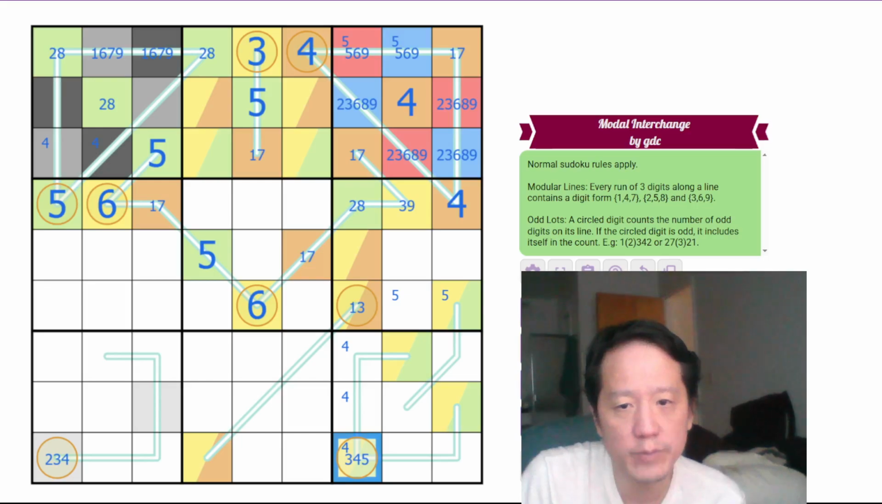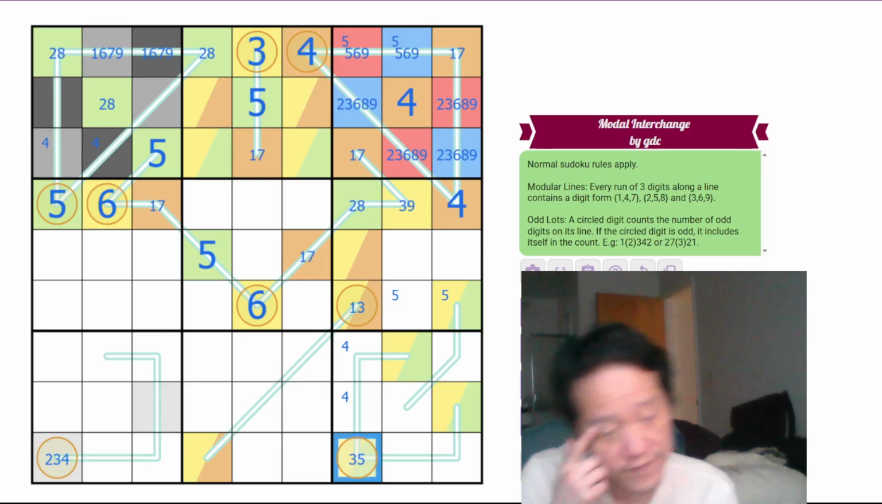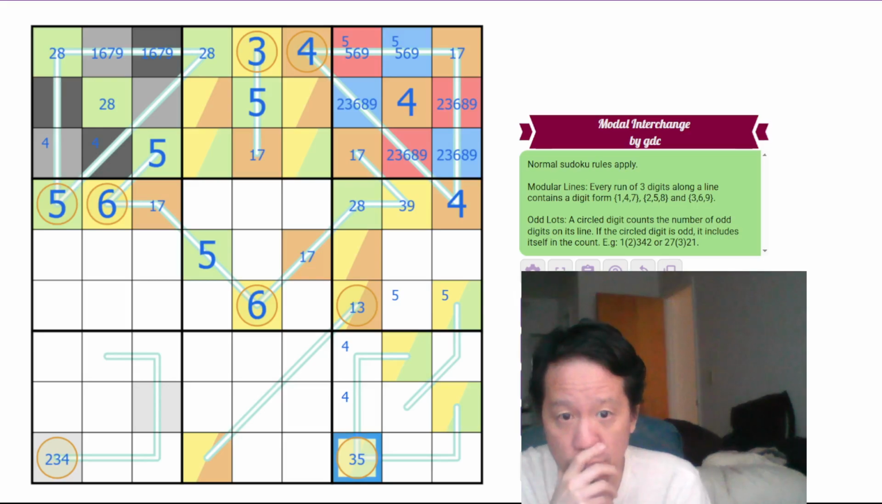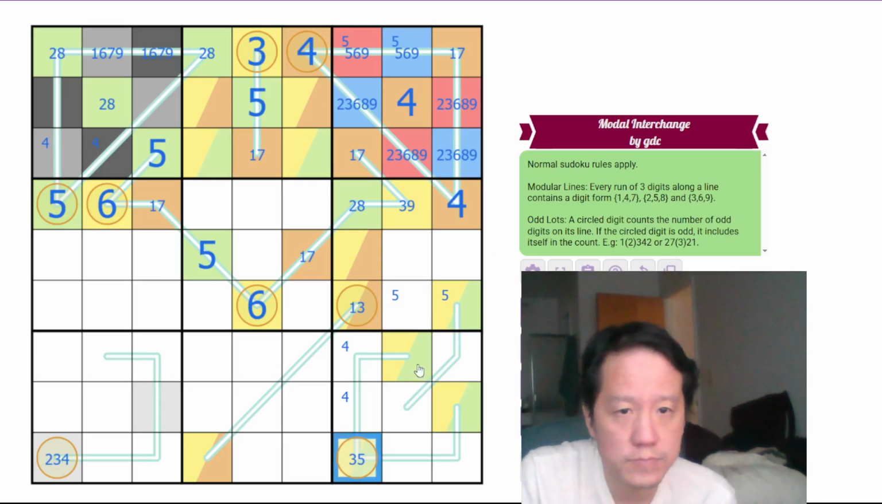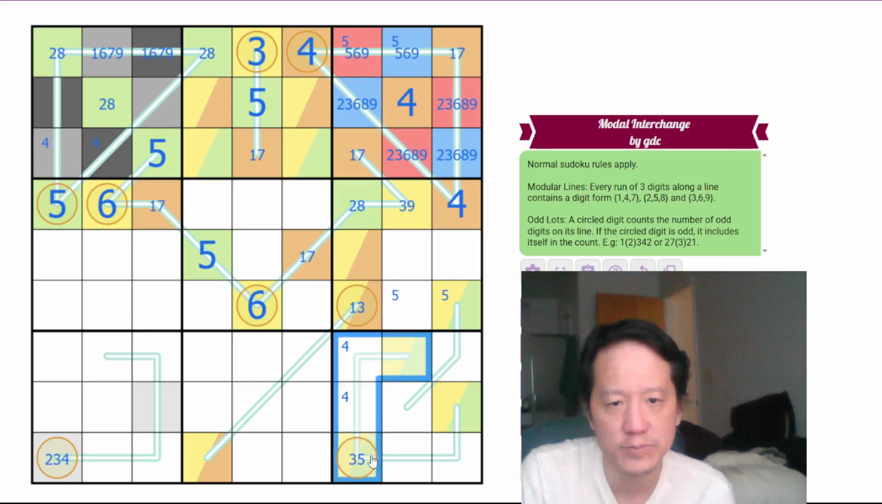which means it cannot be 4 here. So it's either 3 or 5 odd digits here. But if it's 5, that would force these both to be 2 and 8. And we know 4 is already on that line. And that would break then. So this has to be yellow and 3.